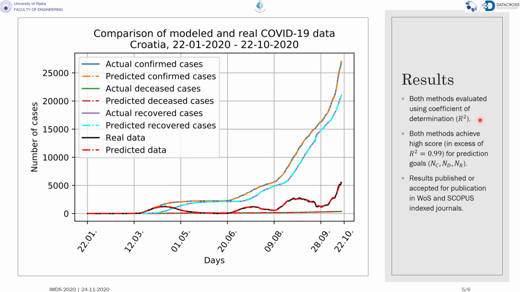The results of part of the research that was done before have been published or accepted for publication in journals that are indexed in Web of Science and Scopus. And on the image we can see how the predicted data follows the real data very well.